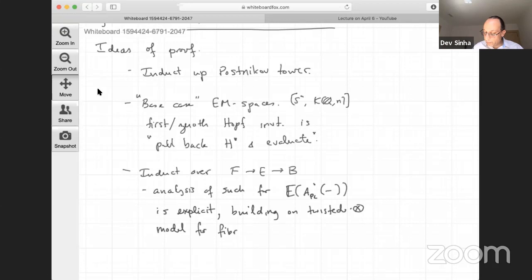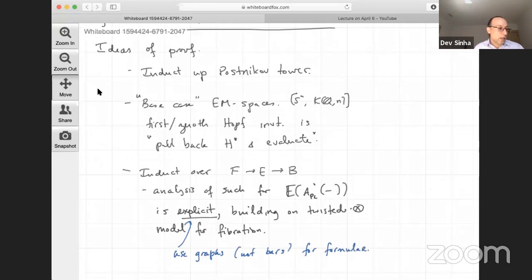So you think about, really it's at the level of analysis that you can do for deducing the existence of the Leray spectral sequence. So it's a sort of basic thing, and we use graphs here, not bars. We couldn't work it out with formulae. So this is the payoff for getting the right formulation. It's actually a pretty low technology proof that you need.